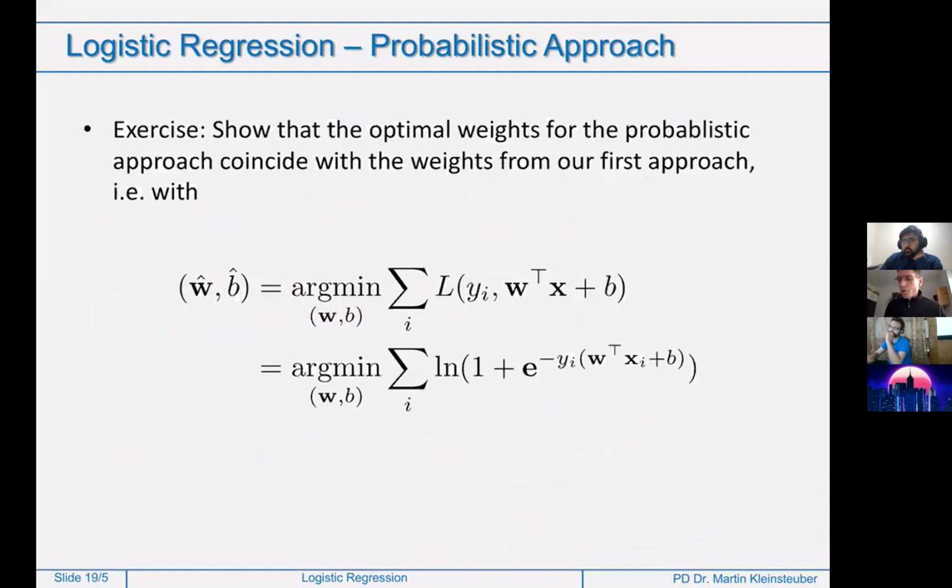And what I would like to do with you is to show that actually both are equivalent and that they lead to the same weights here. So we have to show that the optimal weights for the probabilistic approach coincide with the weights from our first approach that we discussed last time, and this approach was this optimization problem here, where we had this loss function and replaced the 0,1 loss with this function here. And I would like to derive it together with you and see that this is the same.